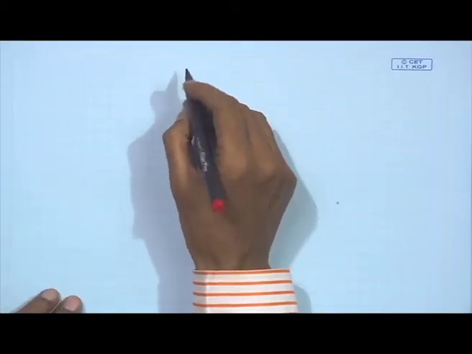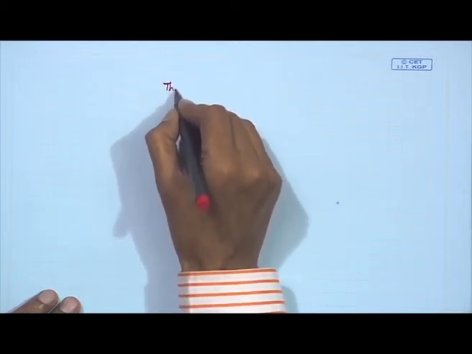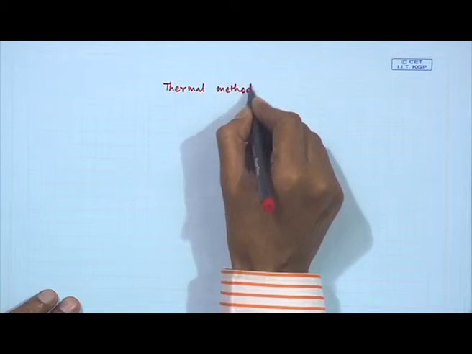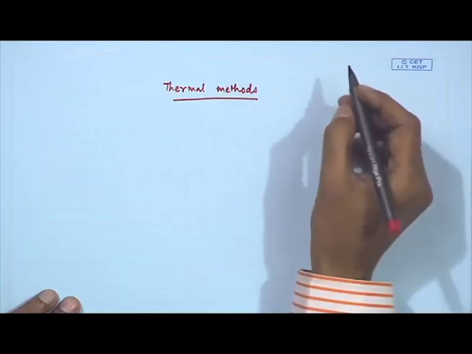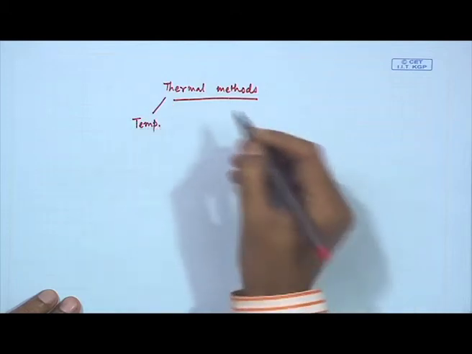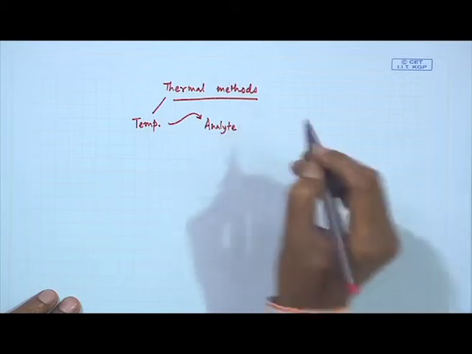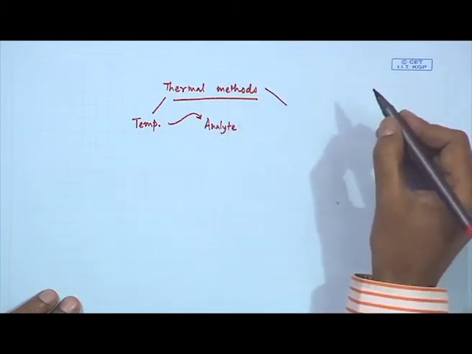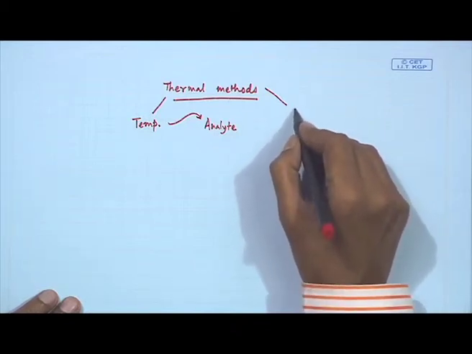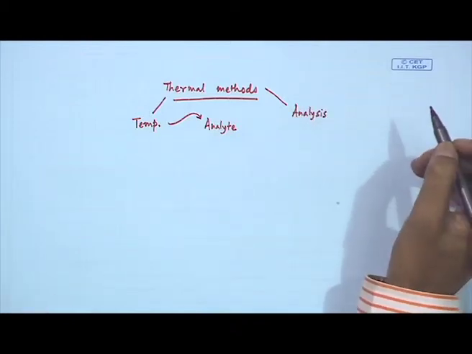In this lecture 31 of week 7, what we just want to say is about thermal methods, and obviously there will be different thermal methods. That means we will see the temperature effect on the sample or the analyte to change some certain properties, such that we can have some idea about the physical properties as well as chemical properties for our required analysis. So, it is a very useful technique.